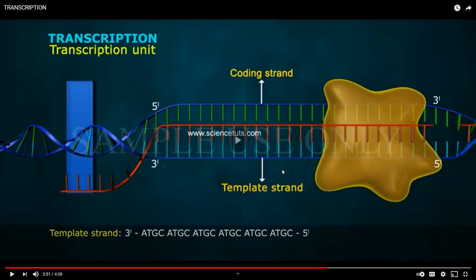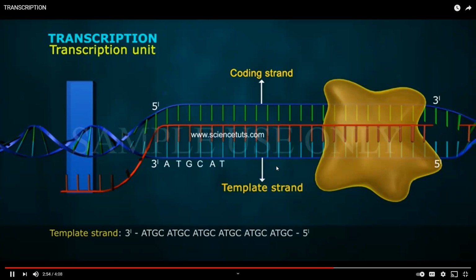Say it again. At the starting, which factor do I need? There are two factors, I told you: one at the beginning and one at the ending. Oh, I got it. Sigma and rho. Sigma factor at the beginning, and rho factor at the terminating, right? Sigma and rho.